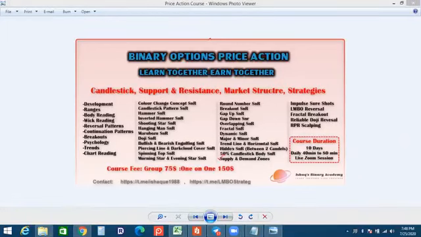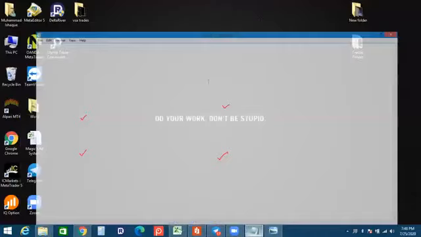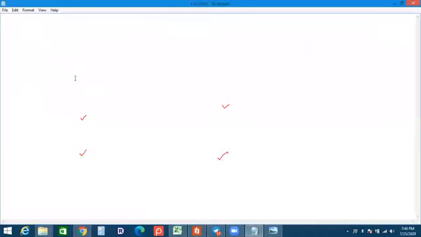So, supply and demand, okay? All other things are completed. Supply and demand, wick reading and chart reading, these things we have to cover. Supply and demand, what is supply and demand? Just understand one thing.